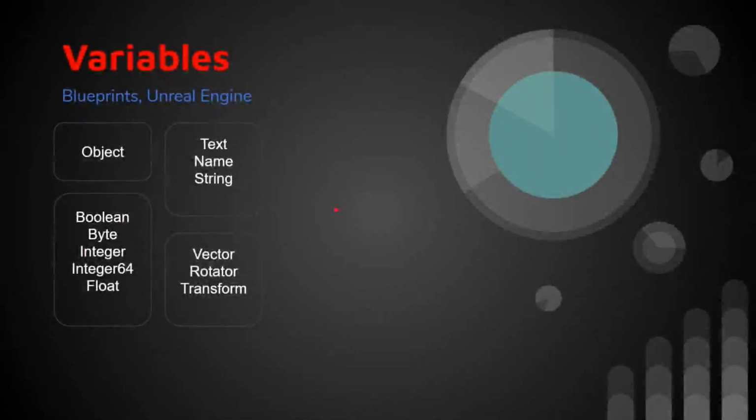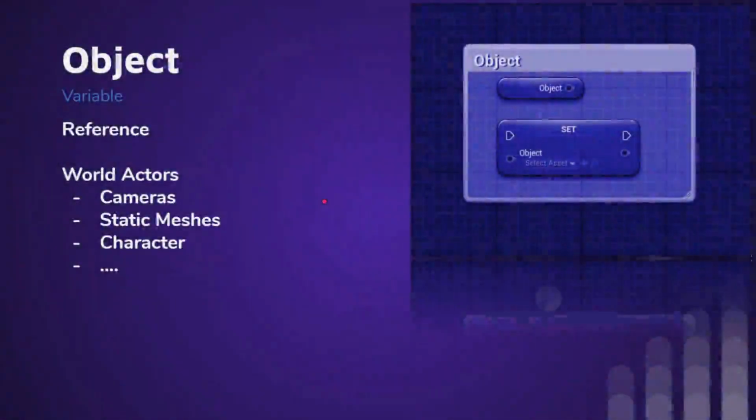To start with, I have split these up into 4 different sections, which I think make more sense together. First of all we have just the object, then we have a lot of math ones, so these are mostly number related, and then we have the text, the name and the string, and the vector, rotator and transform, which interlink very much. Firstly, we will look at object.